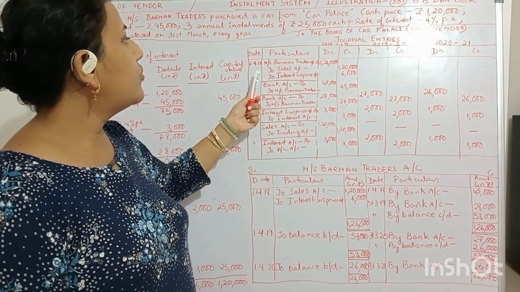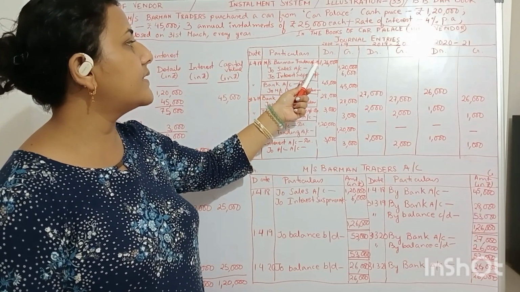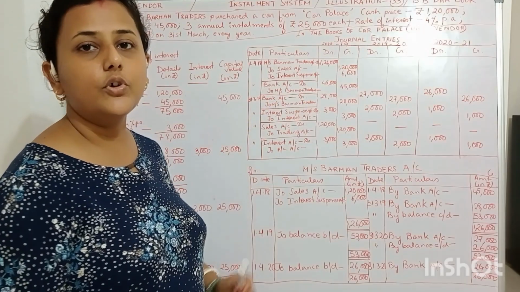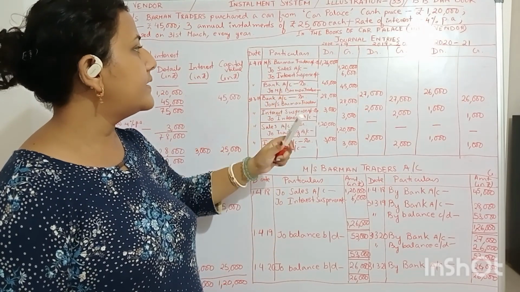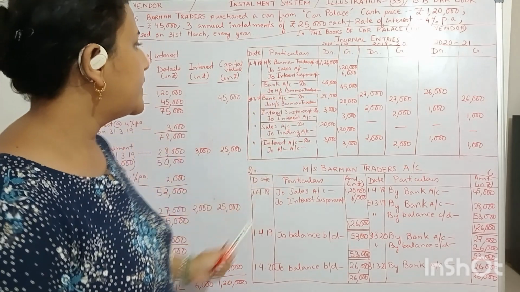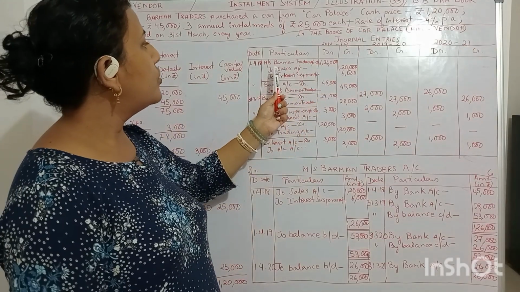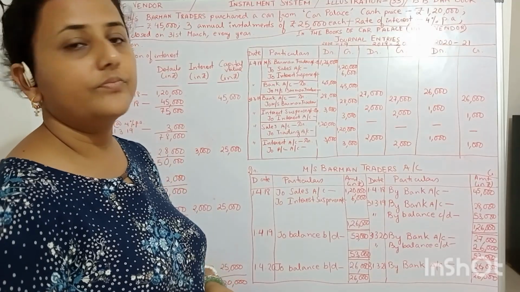So what happened on 1/4/2018? Messrs Burman Traders asset account is debited to the sales account, that is revenue for the vendor. So it increases, so it should be credited with the cash price of the asset, and to interest suspense account, the total amount of interest, that is 6,000. So Burman Traders is debited by 1,26,000.